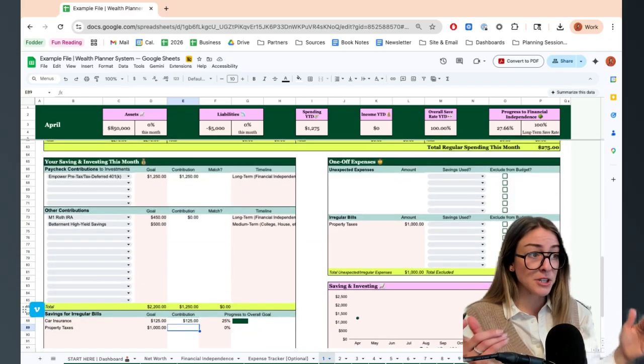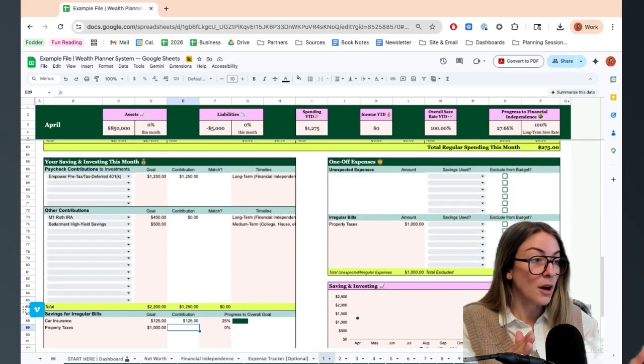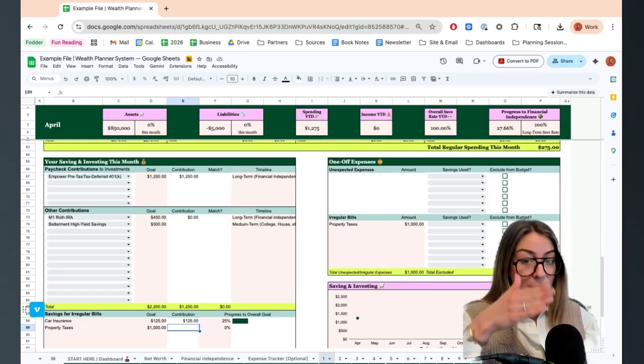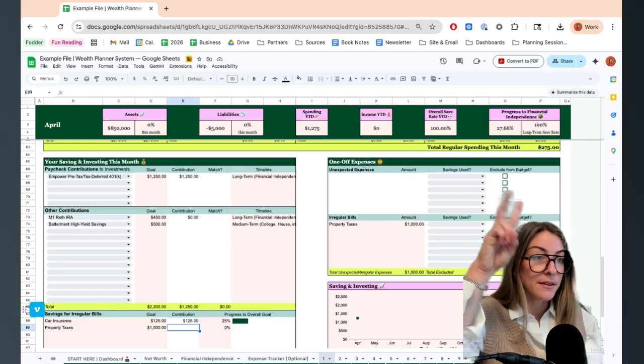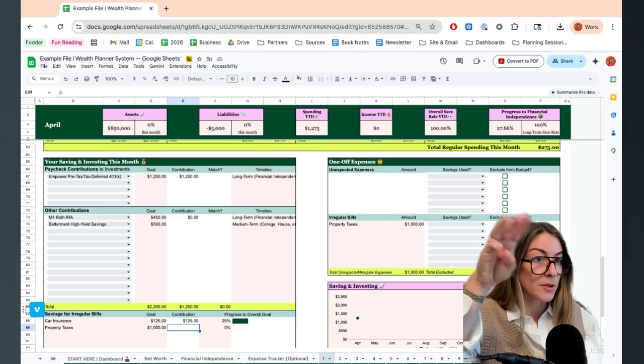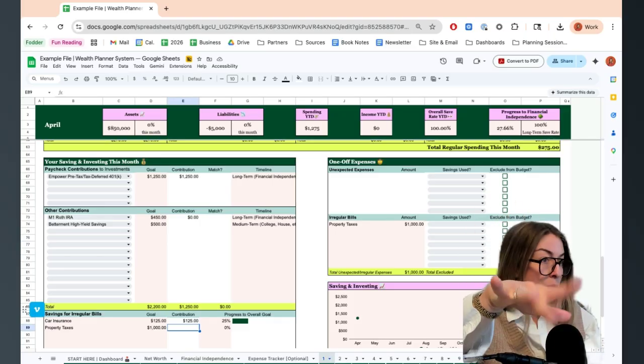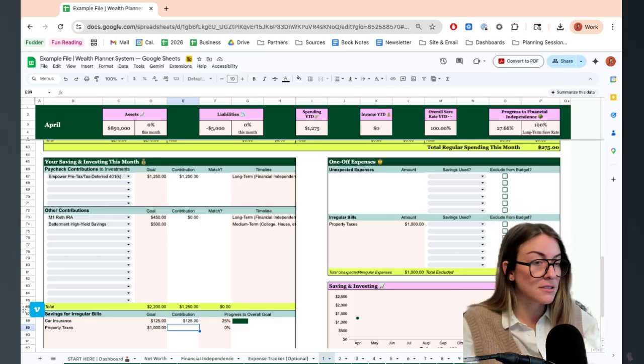But it's basically just a chance for you to go in and say, okay, looking back at the month of April, what did we spend? What did we invest? What did we contribute where? Did we hit our savings goals for the expenses that are happening in the next couple of months?